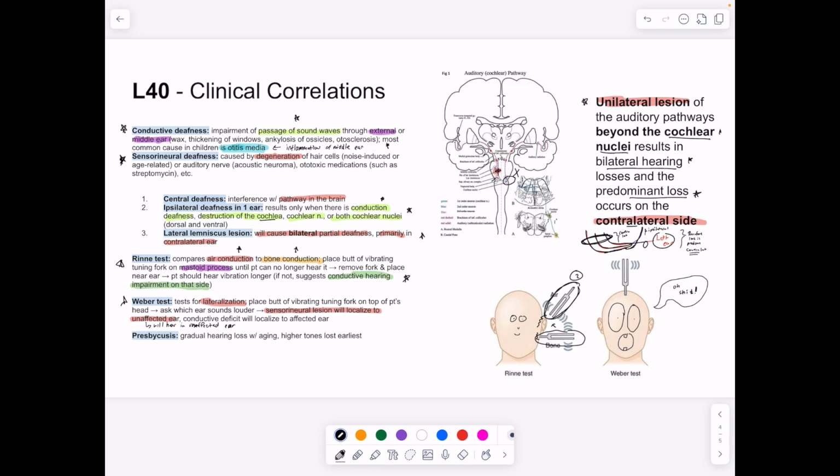All right, Weber's test is a bilateral test. Basically, you want to localize a hearing lesion, so the ear that sounds good is good, and the ear that sounds bad is bad. So a sensorineural lesion will localize to the unaffected ear. You'll hear it in the unaffected ear, and a conductive deficit will localize to the affected ear. All right, presbycusis is gradual hearing loss with age, and the higher tones are lost earliest.